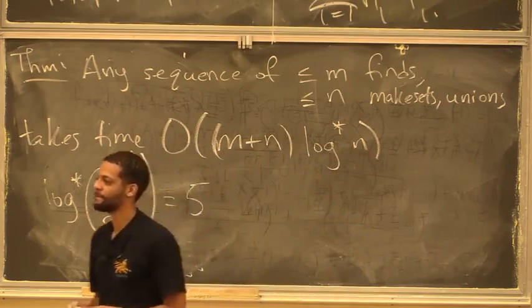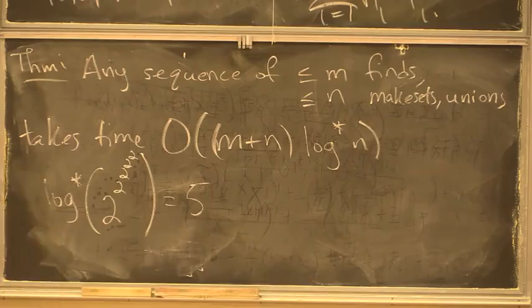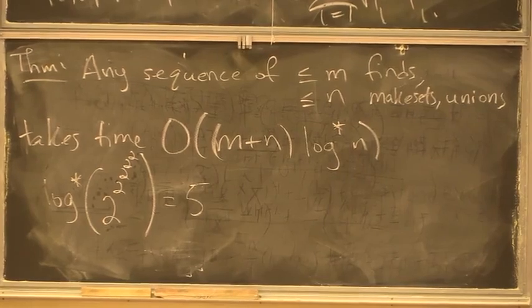Question? I was just wondering, if in practice log star of a number is never greater than 5, why don't we include it in the final bound? Yeah. Because we want to write bounds that are basically true for all n going to infinity. Yeah. That's the only reason.